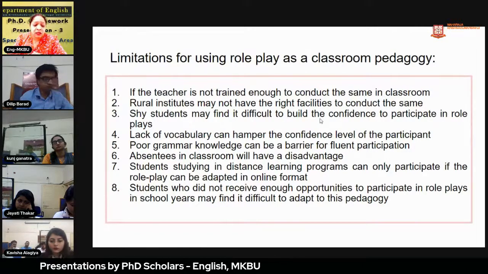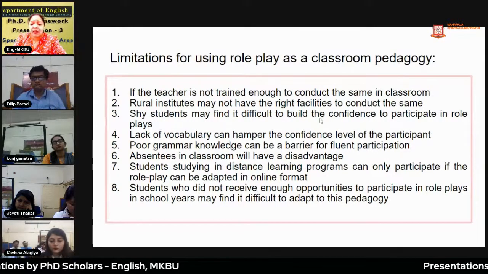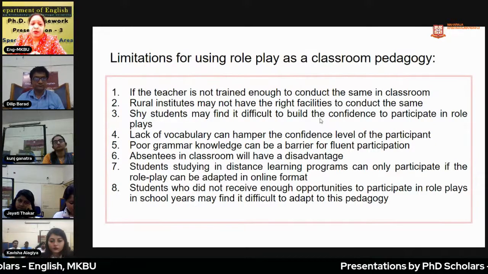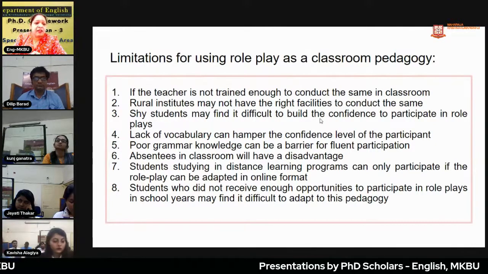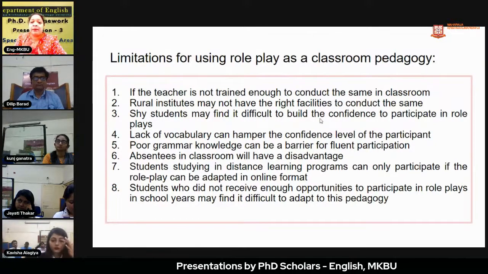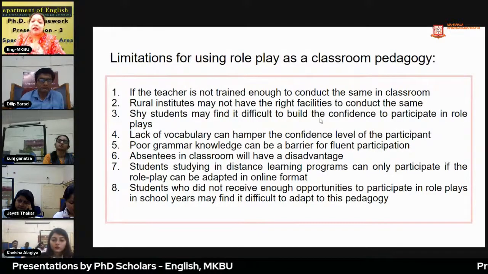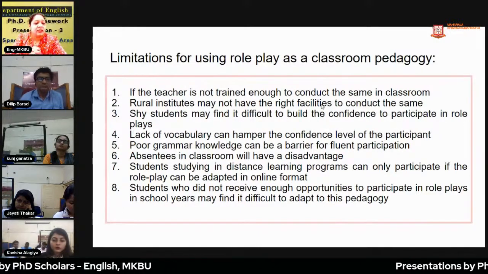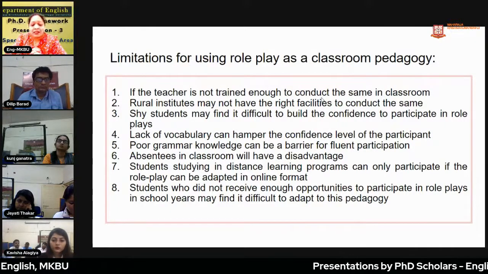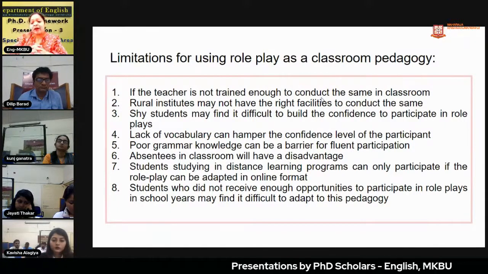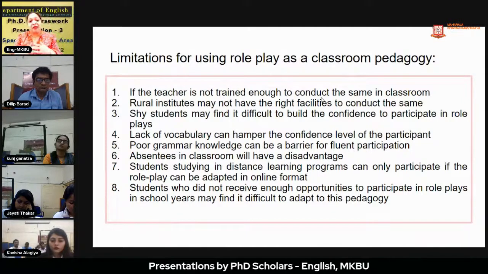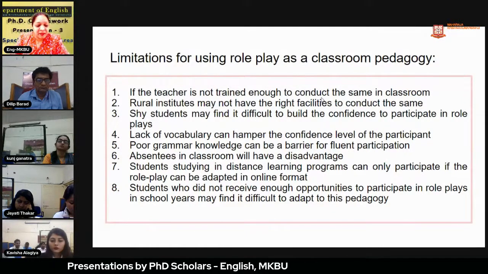Certain rural institutes may not have the right facilities to conduct the same. How will they go to a corporate? How will they practice their business English in a role play method if there are no offices in certain villages? There are also certain shy students who might find it very difficult to have the confidence to participate in a role play.